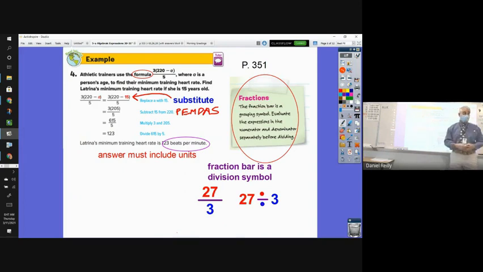Now this fraction bar is a division symbol. We said this during the whole fraction unit too, that the fraction bar is a division symbol, okay? This 27 over 3 is the same as 27 divided by 3. You might notice that the division symbol is actually a fraction bar with dots on the top and the bottom, representing the division of these two things. Okay?